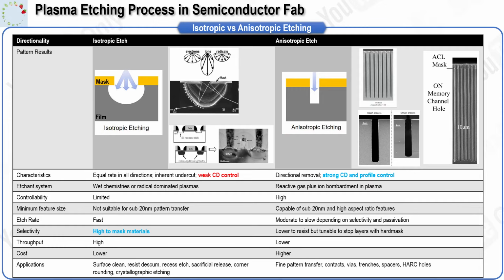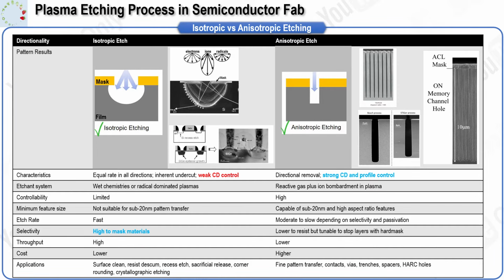Anisotropic routes deliver lower selectivity to photoresist under bias, so a hard mask is used to survive long ion bombardment and long overetch while still landing cleanly on stop layers. Throughput and cost are a consequence.